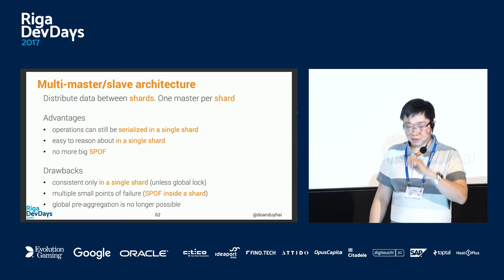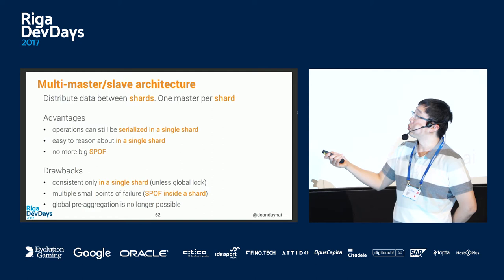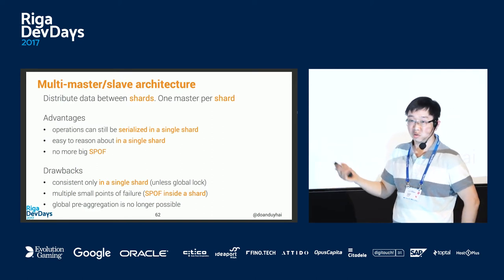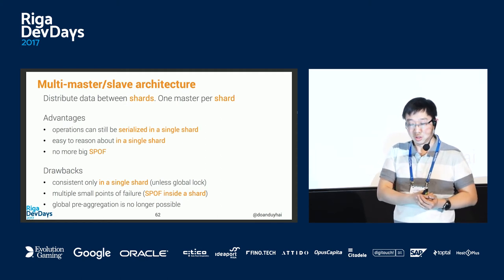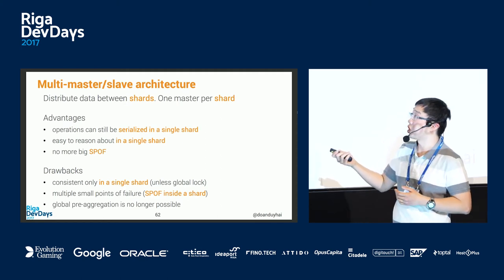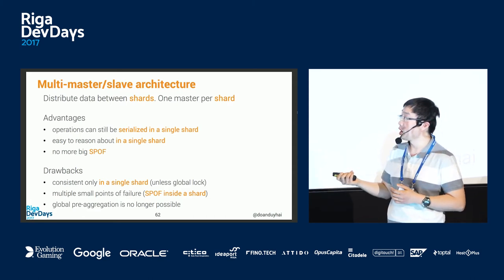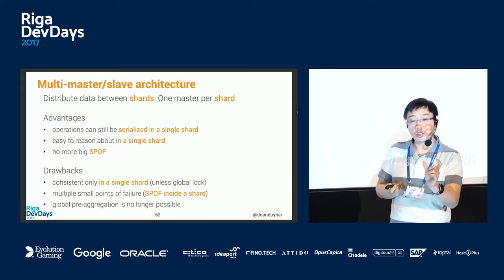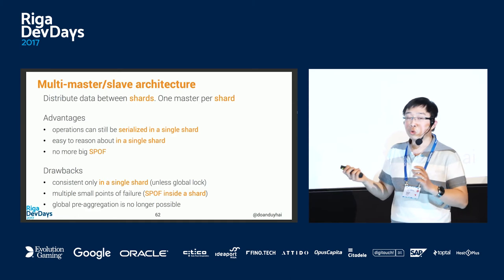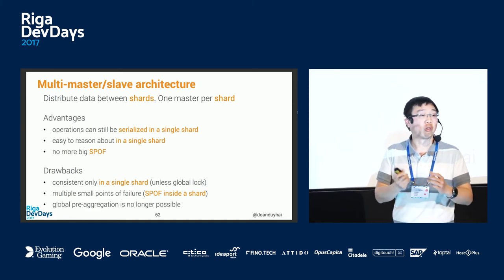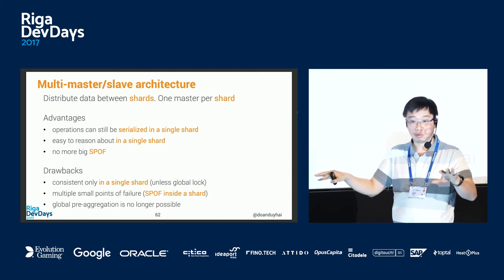The advantage of the multi-master slave architecture is the operations can still be ordered in a single shard. So from a single shard point of view, I can order all of my operations. It's still easy to reason about in a single shard. No more big single points of failure. The drawback is now your consistency is only inside a single shard. So you can no longer have a global ordering. And you cannot have a transaction that spans different shards.